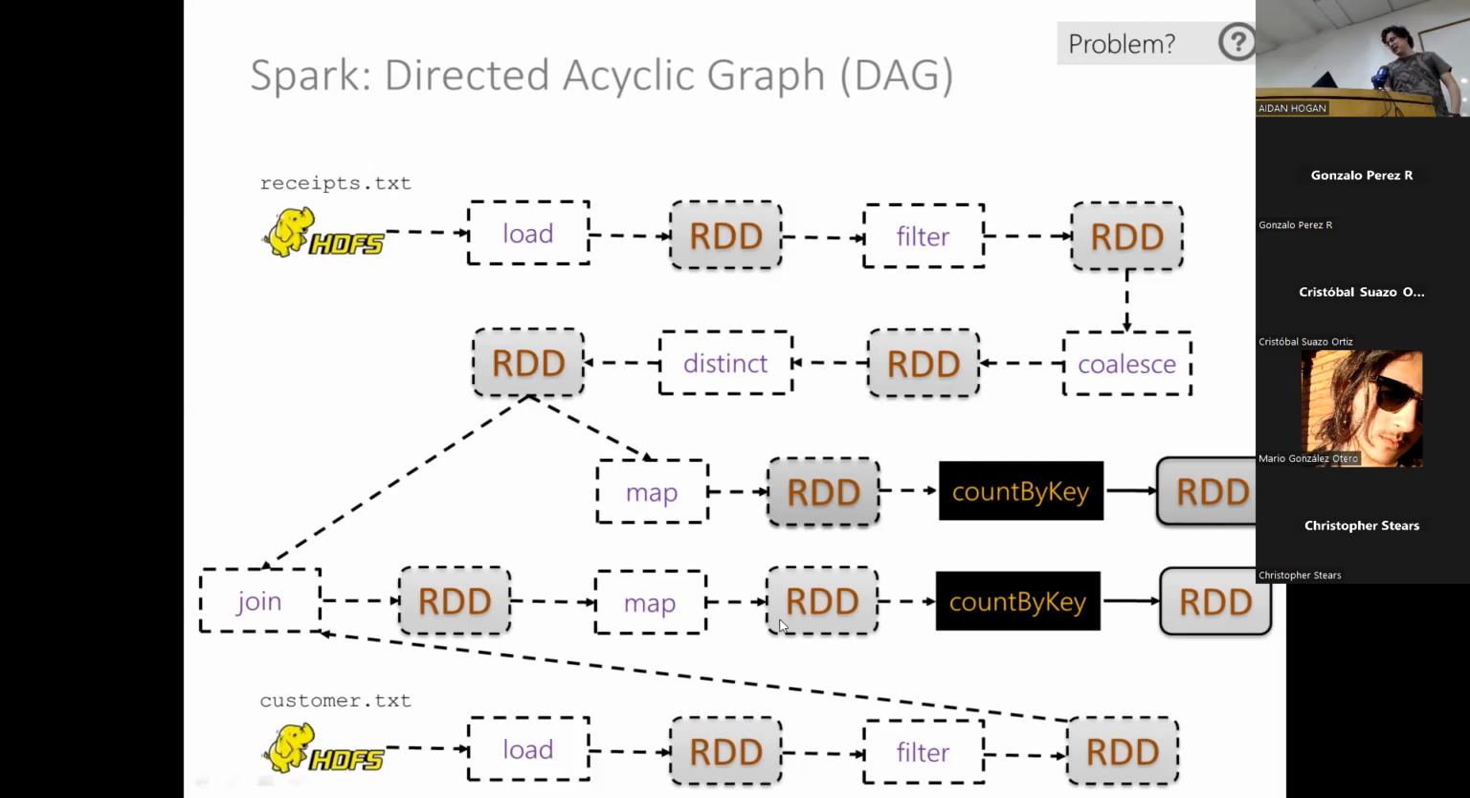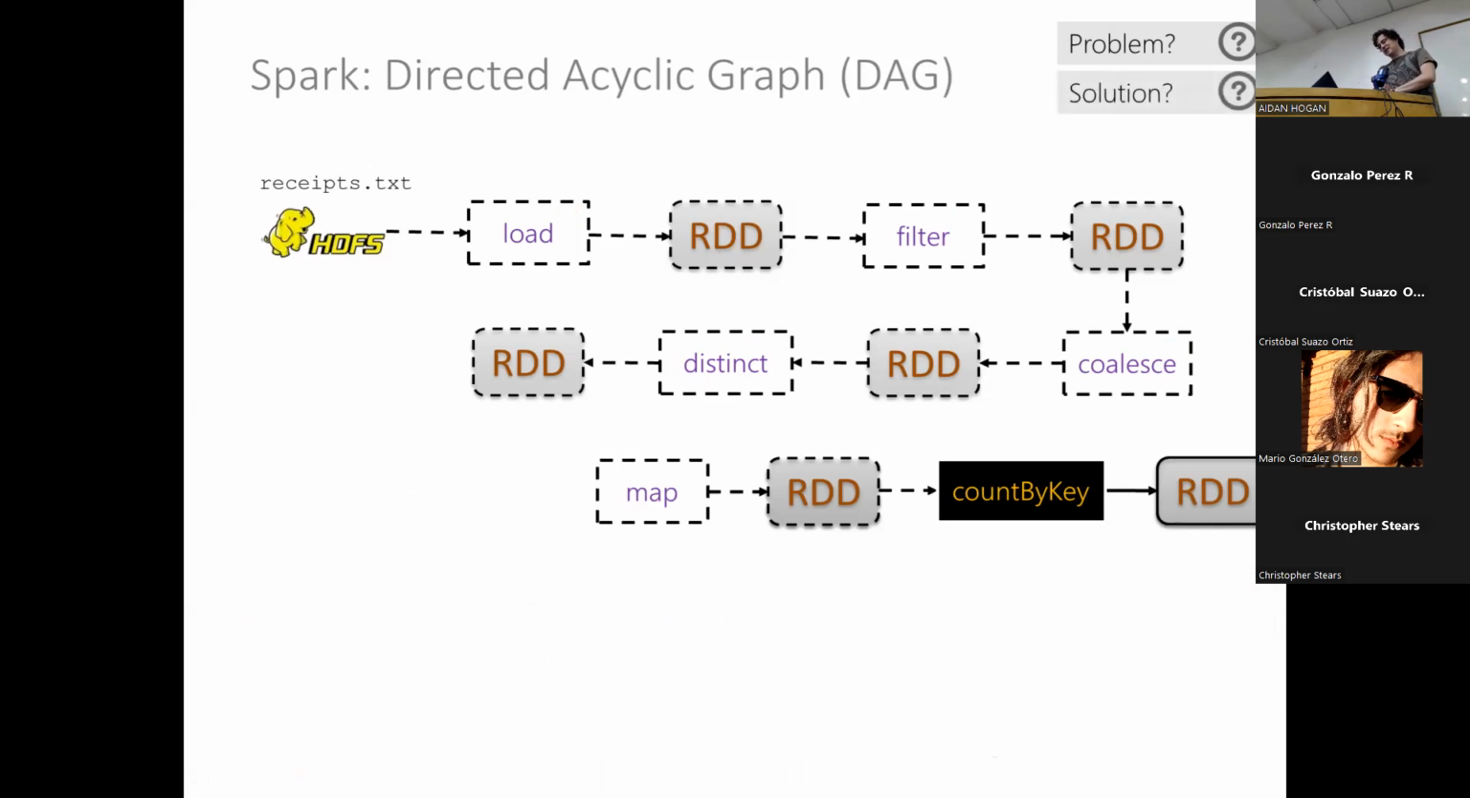So the second count by key here will also trigger all of this stuff that we already did on receipts, because this RDD that we're referencing doesn't exist. To produce that RDD, we have to produce all of these steps along the way. So our problem is that we're duplicating a lot of work here that we don't need to duplicate. So how do we avoid this?